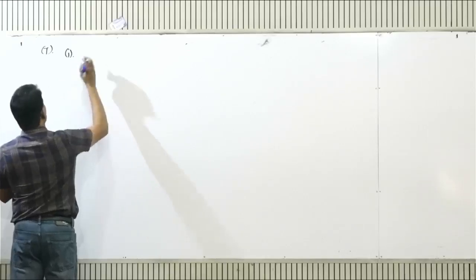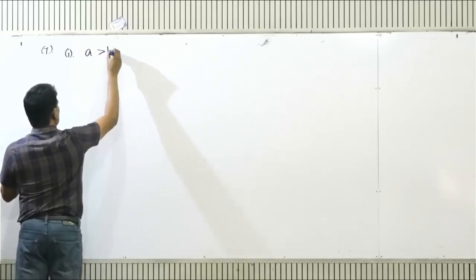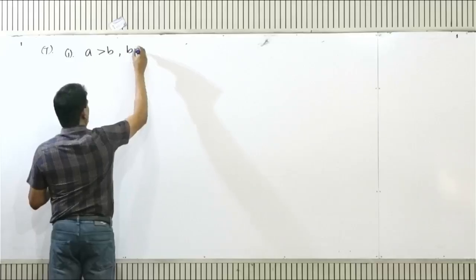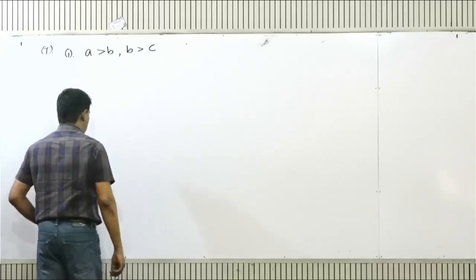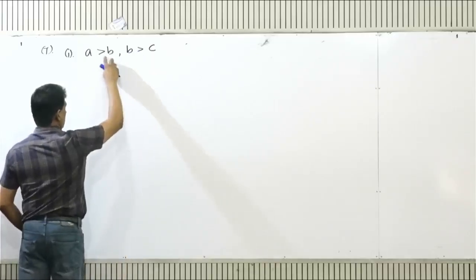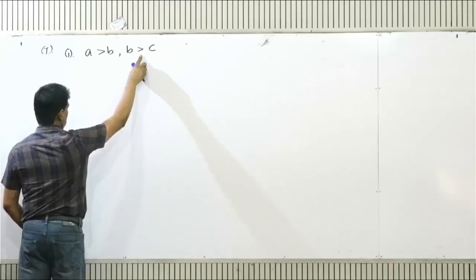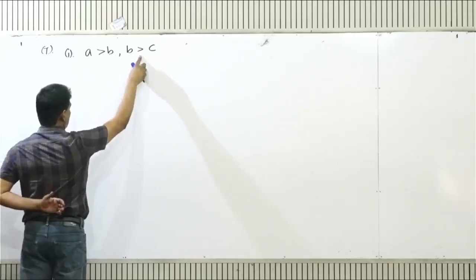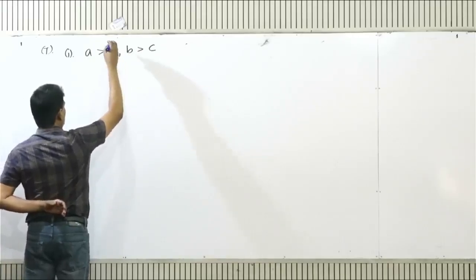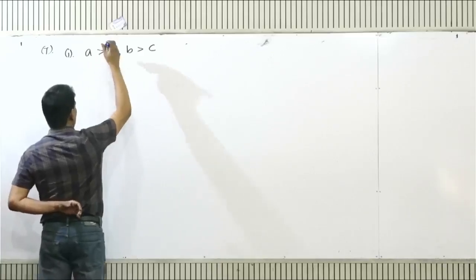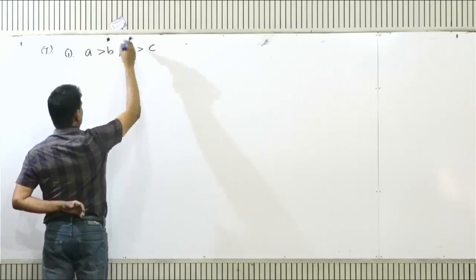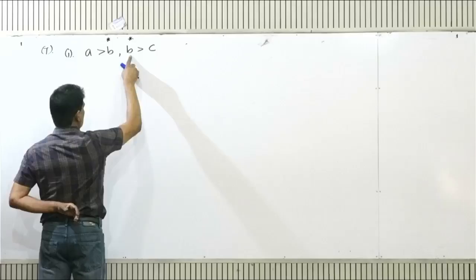Now 7-1. A is greater than B and B is greater than C. That means there are two inequalities with the same inequality mark. This inequality and this inequality, same inequality mark. And there is a very special thing: in this inequality the right hand side and in this inequality the left hand side are the same, no? Here B, here also B.